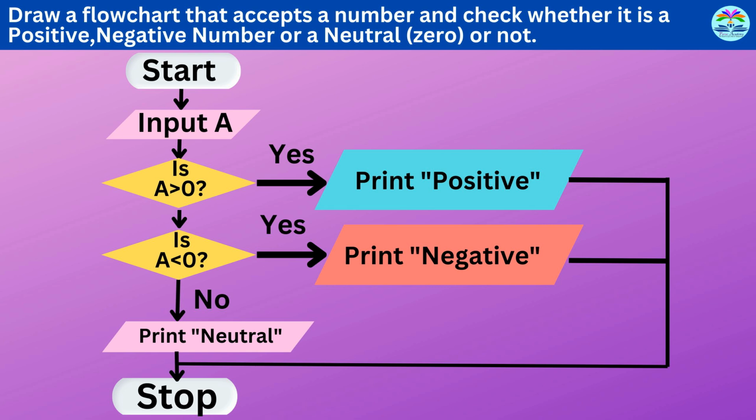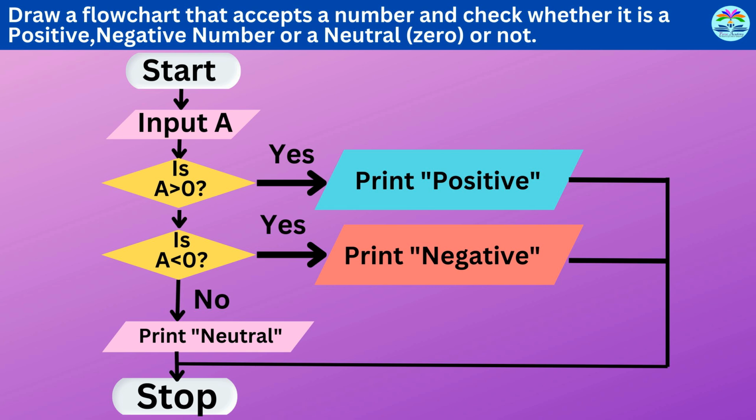Then we use a diamond because there are two parts: one is the yes part, another one is the no part. In the diamond, we ask a question: is A greater than 0? Because if A is greater than 0, then it's a positive number. If A is not greater than 0, then it's a negative number.